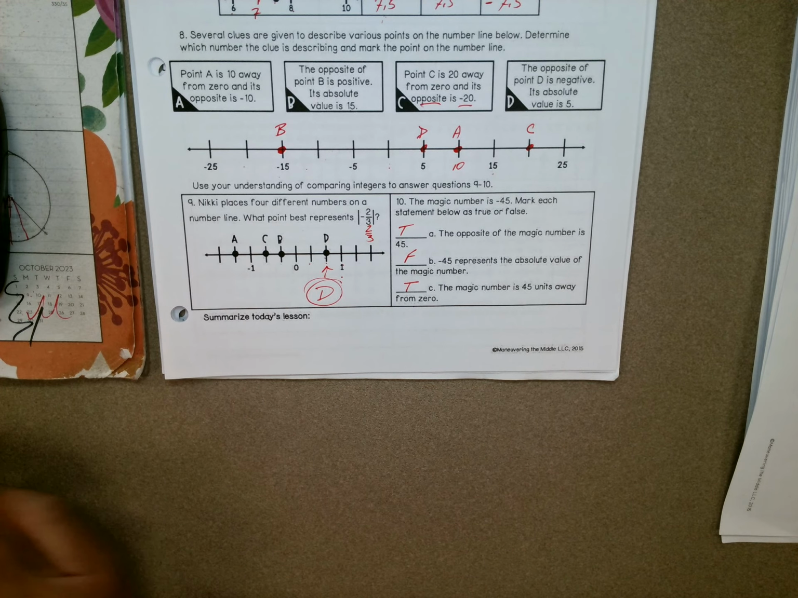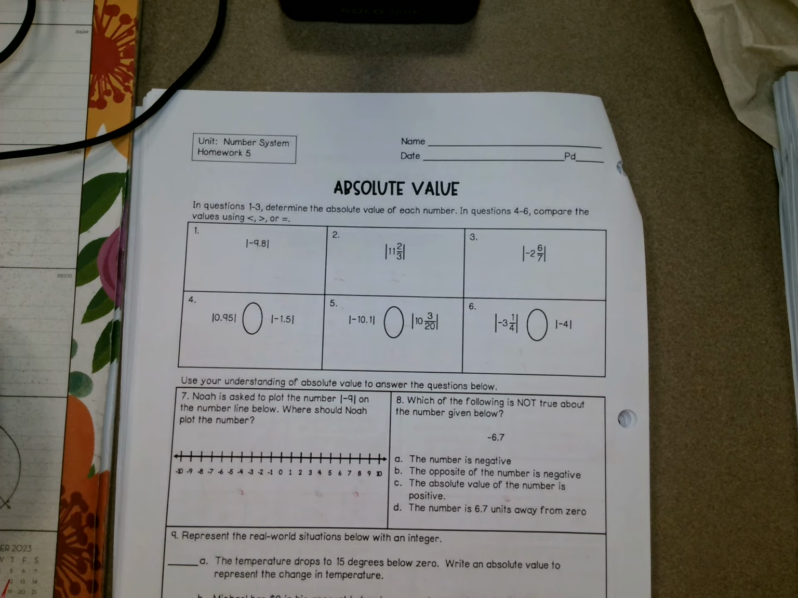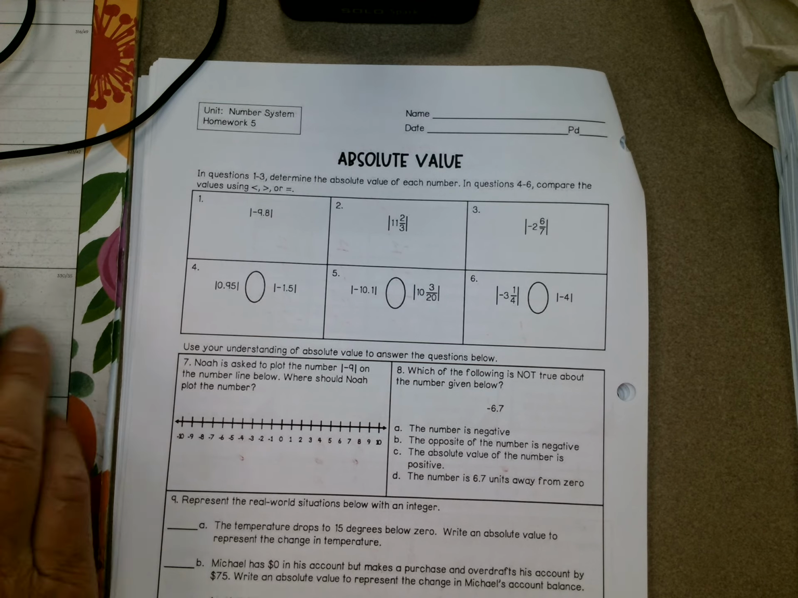Okay, so that takes us through the lesson, talking about opposites and absolute value. If we flip the page over and take a look at absolute value, you're going to be doing numbers 1 to 9. Not too bad. Take your time, not a lot of work. And I'll see you when I see you.